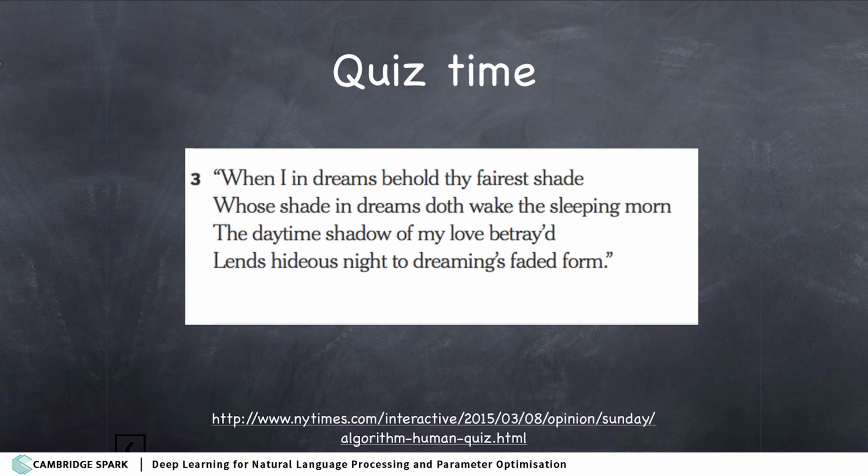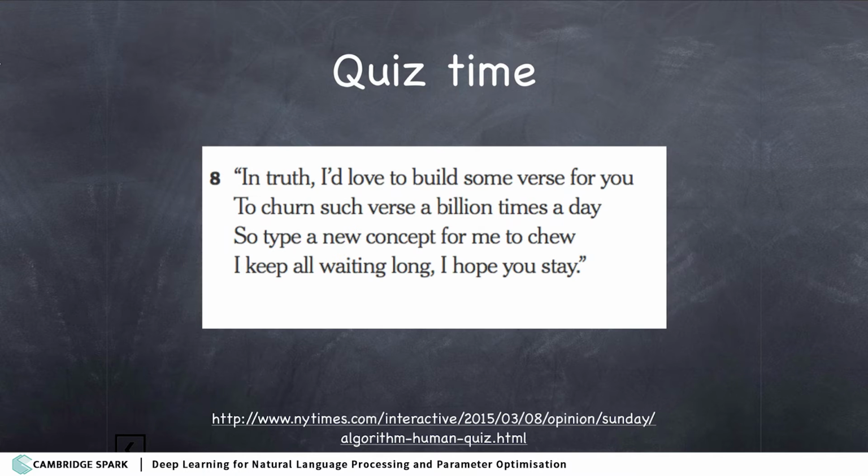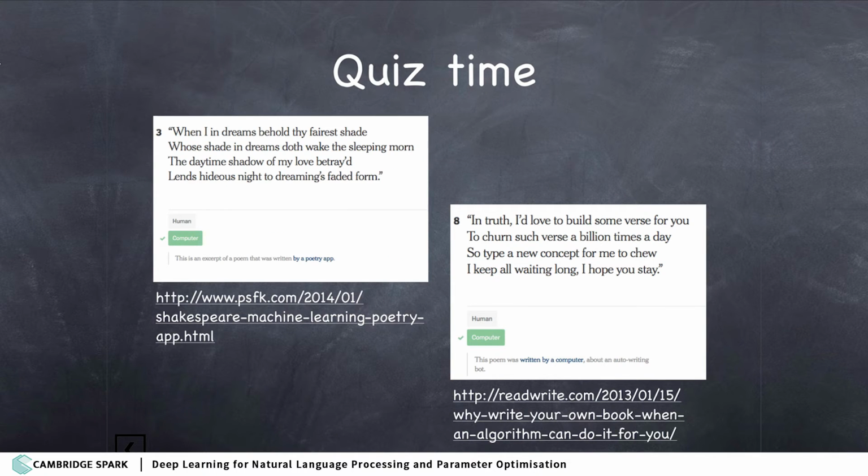Just to give you a flavor of what neural networks are capable of, I'll give you a couple of examples. This was actually published as a quiz in the New York Times last year. They collected the output of some neural network-driven applications that produced prose or novels or poetry or news articles, and they also gave some examples of what was written by humans. And they asked people to guess which ones were written by a machine and which ones were written by humans. Both of these were written by a machine. You can check, those are the links to the actual algorithms that created this.